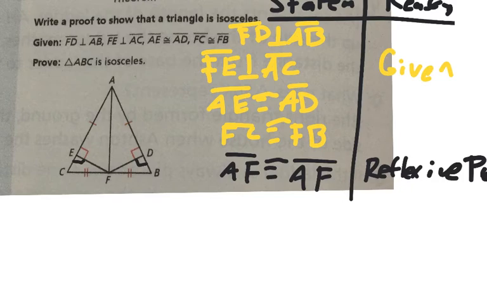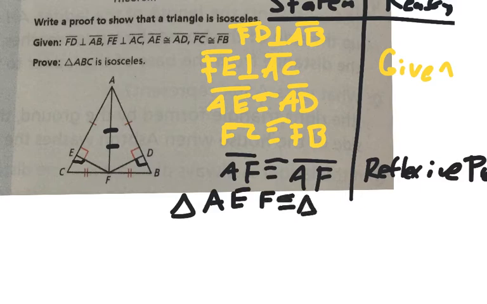Okay, so now that I know these are the same lines, do I have enough to say that those triangles are congruent? I do, I've got enough. So let's go ahead and name it. I can say triangle AEF is congruent to triangle, and then let's match it up.